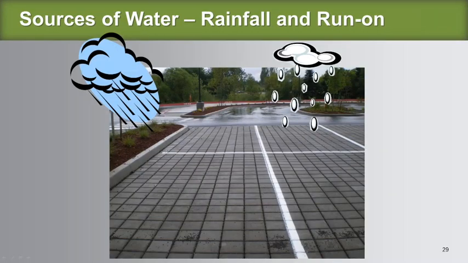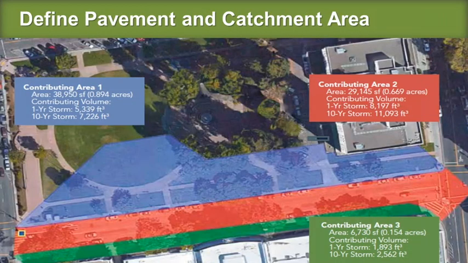Water, where does it come from? Well, it rains out of the sky, obviously. In this particular case, this is a project near Portland, Oregon. We have asphalt roadways and permeable parking areas. So water from the asphalt roadways is going to come and run onto my parking area, and I need to know how much water is there.